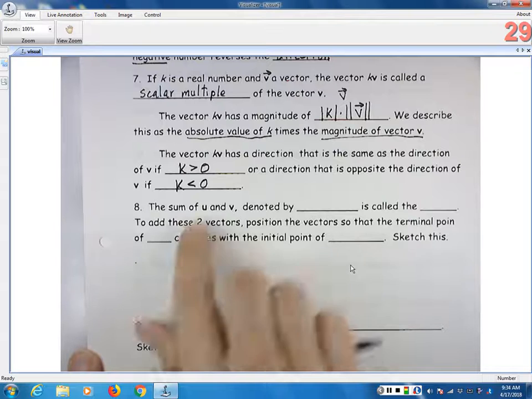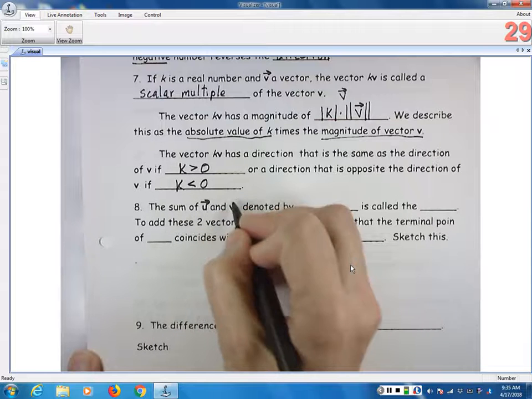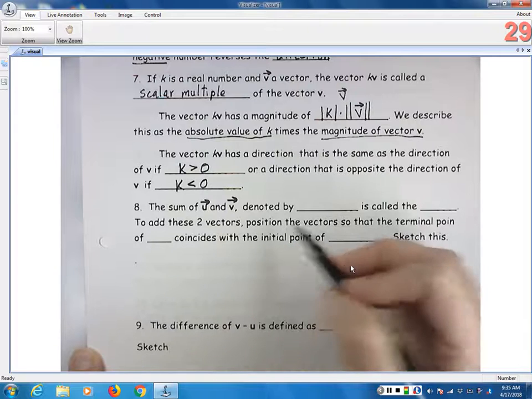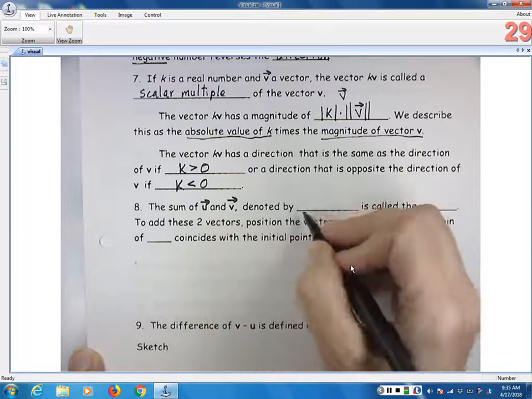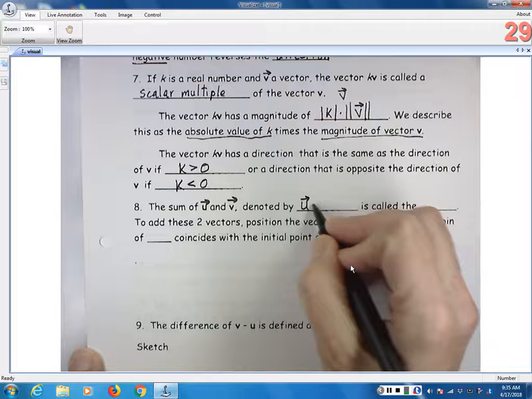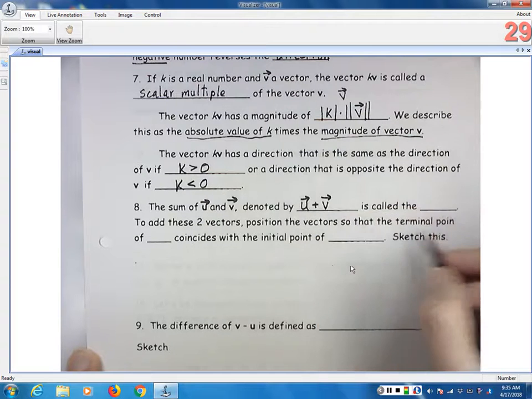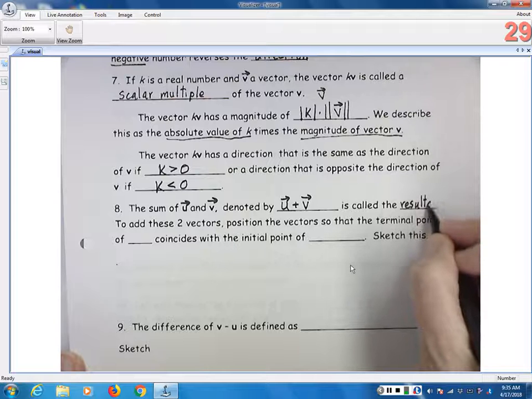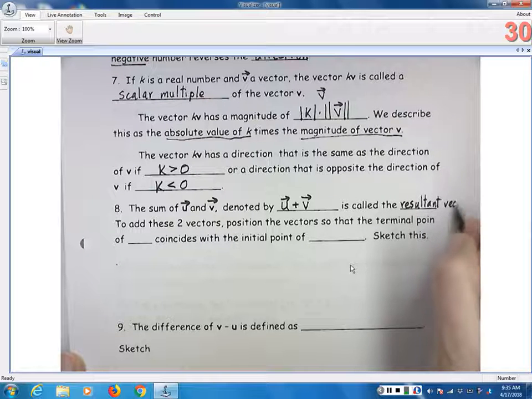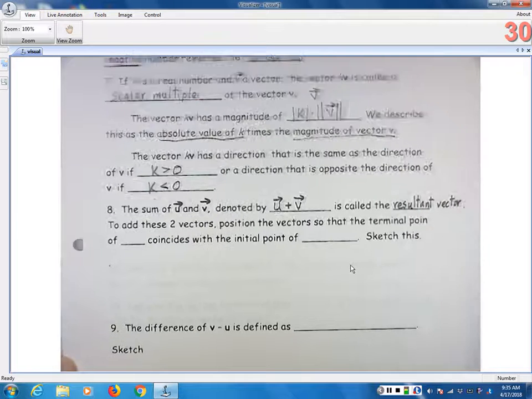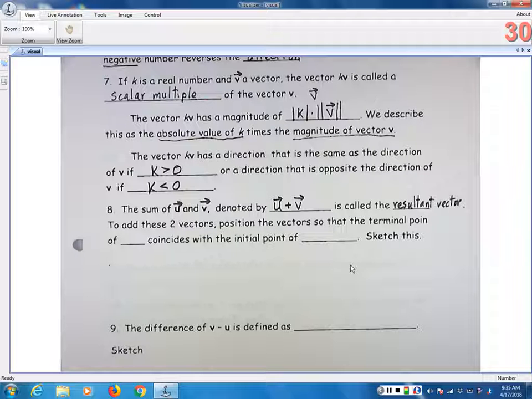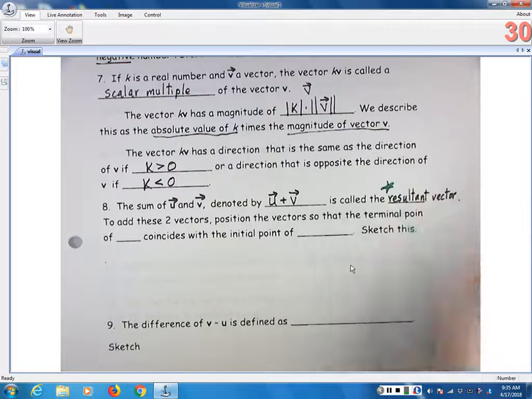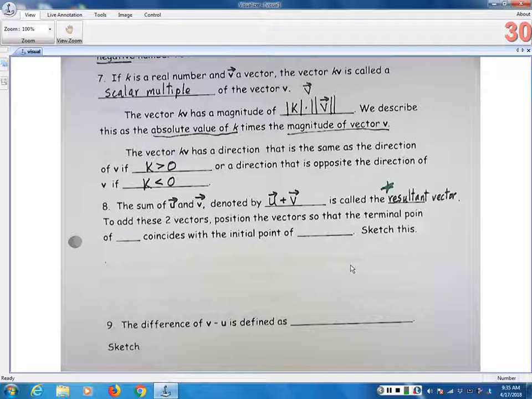The sum of 2 vectors, or 3 vectors, or 4 vectors, however many, where the sum of 2 vectors would be denoted u plus v, is called the resultant vector. You need to know that term. If we ask for the resultant of some vectors, all you need to do is add them together. So it is very important for you to remember that term.